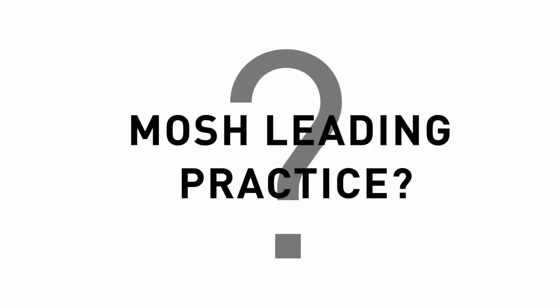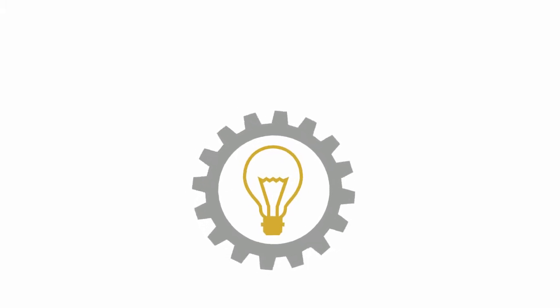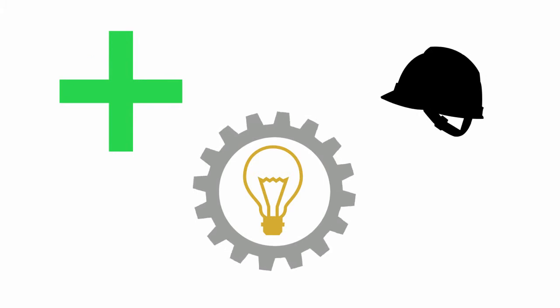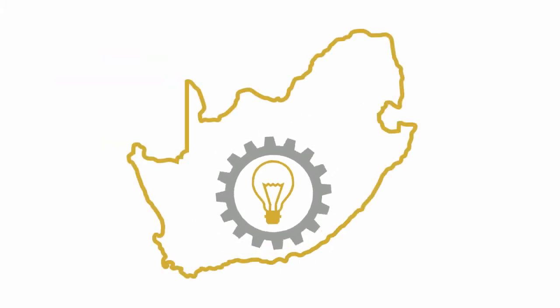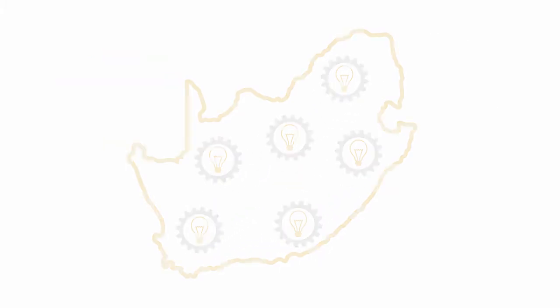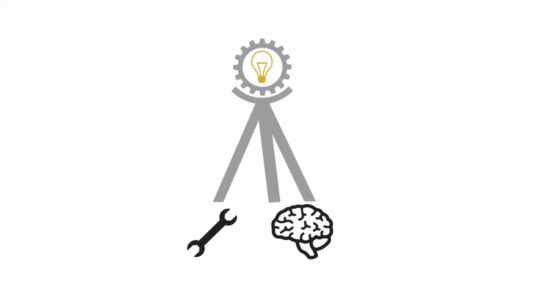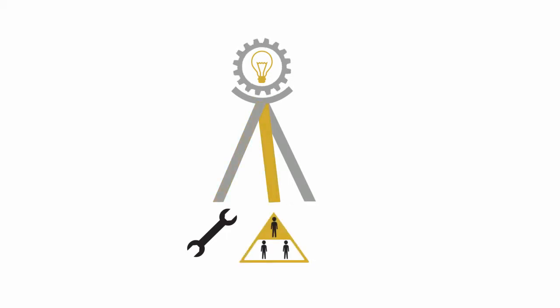So what exactly is a MOSH leading practice? It is an existing practice that has proven to be particularly effective in delivering good occupational health and safety performances and which has the potential for widespread adoption. It comprises technical and behavioral aspects. Think of a leading practice as a tripod. It must have 3 legs: a technical leg, a leadership behavior leg, and a behavioral communication leg.